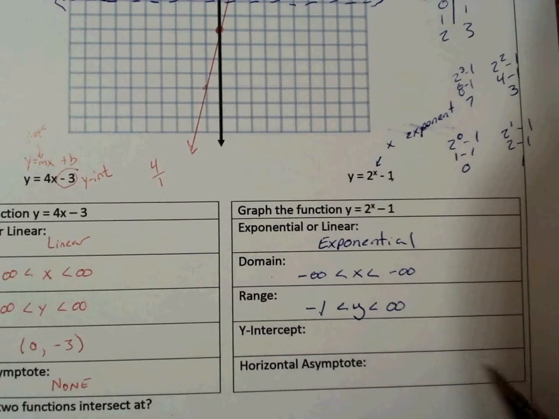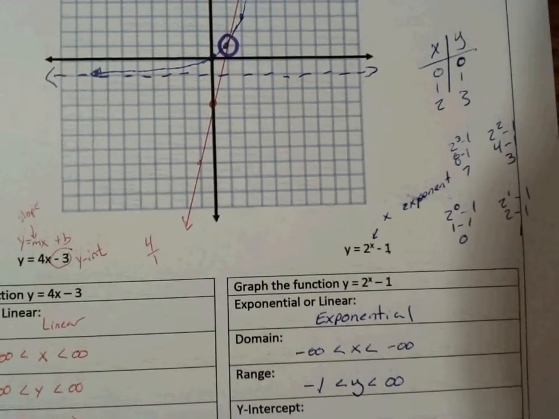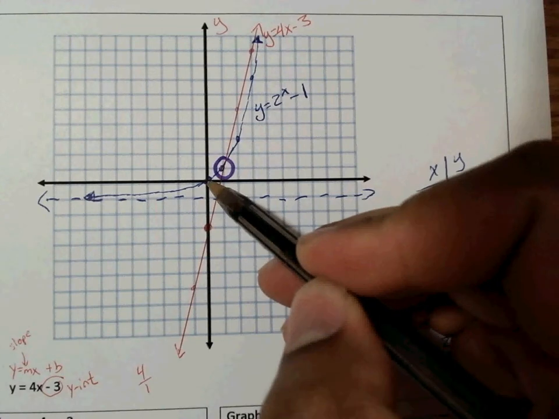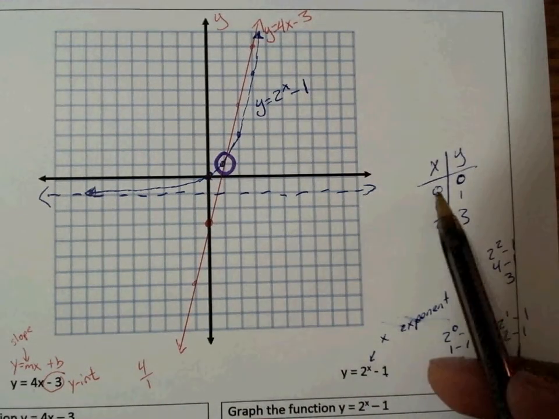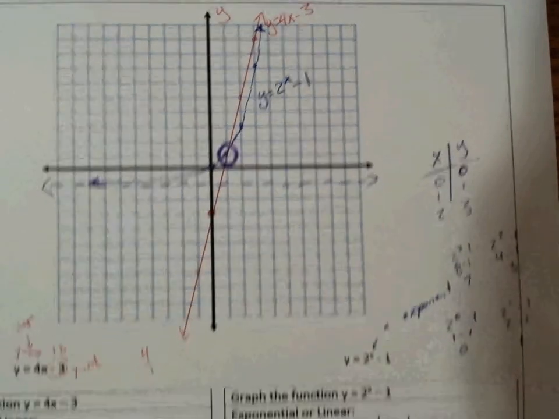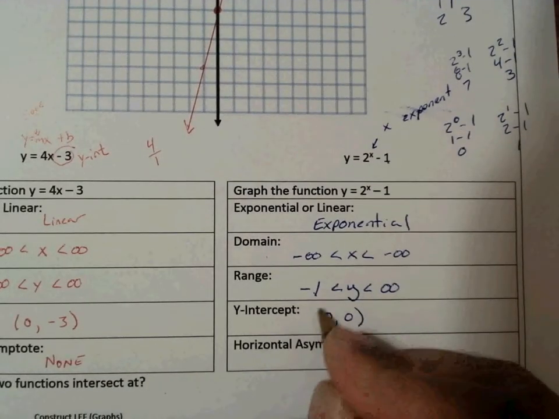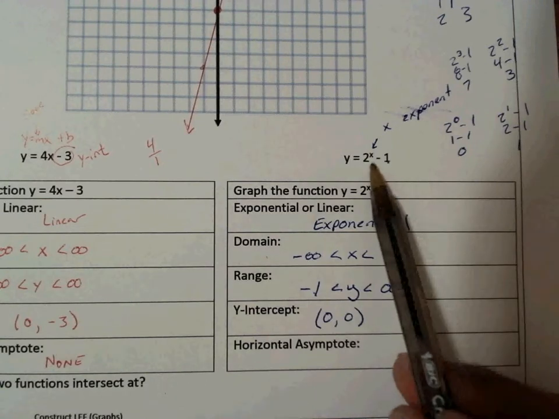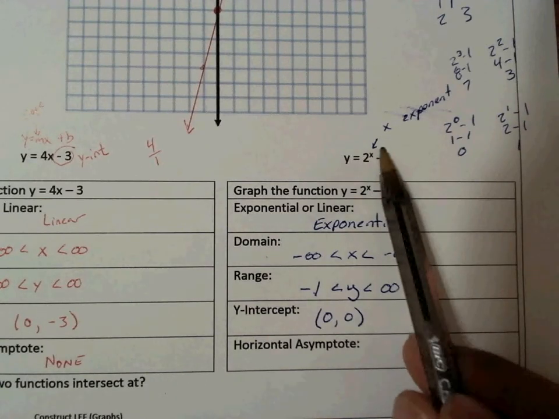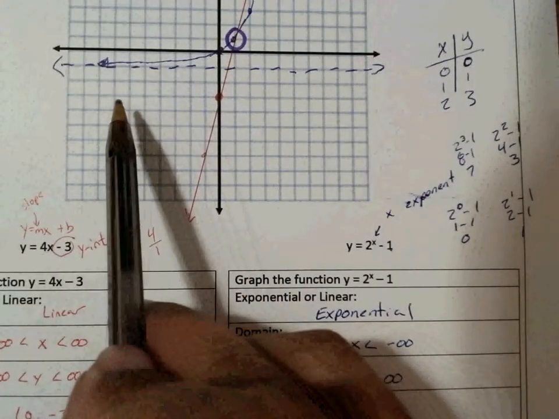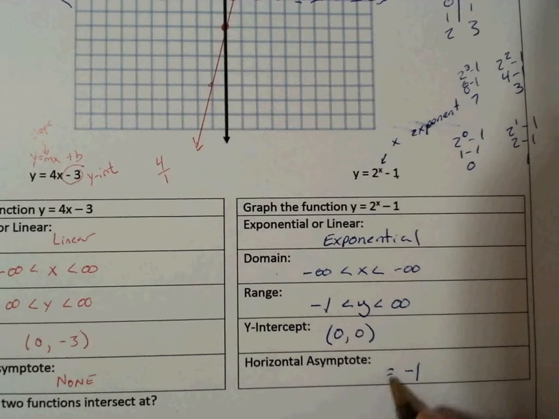So from -1 to infinity. Our y-intercept is where our graph crosses the y at, and it crosses at 0. We can also go to our table. Wherever x is 0, that is our y-intercept. So y-intercept is 0, 0. And remember, our horizontal asymptote is the number after x, so it's -1, but it is a line, so we have to write it as an equation. So we have y is equal to -1.